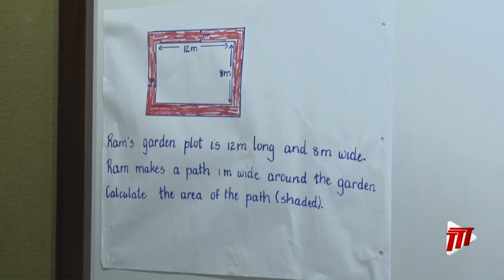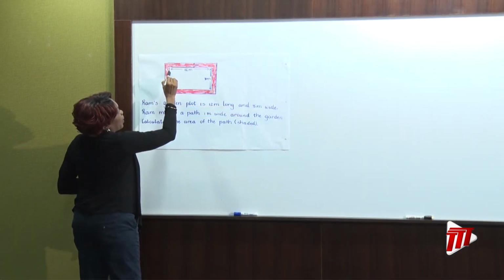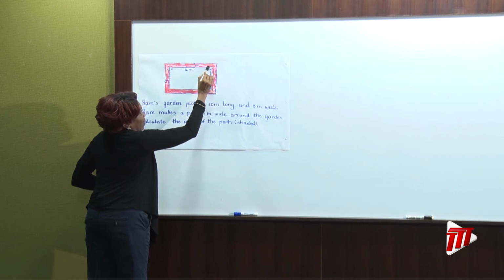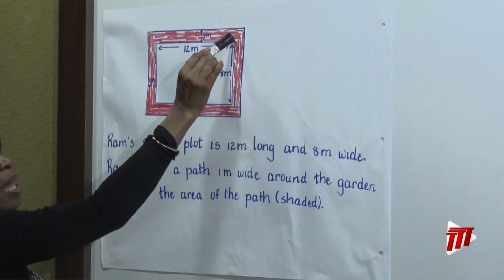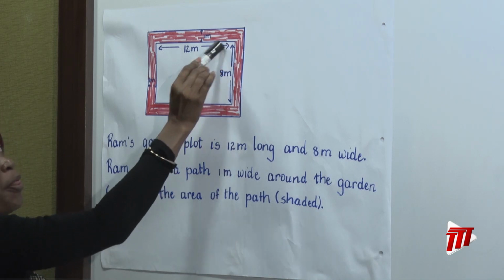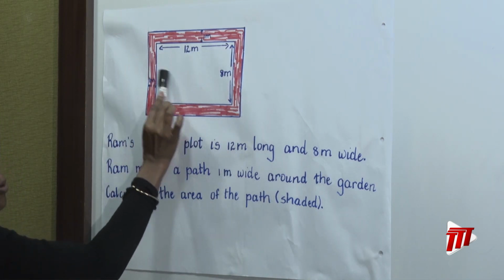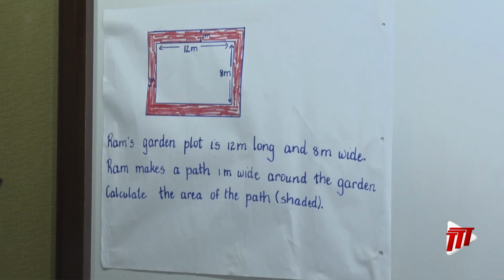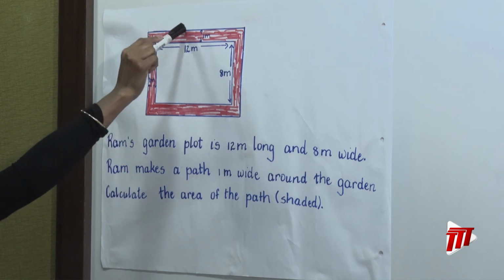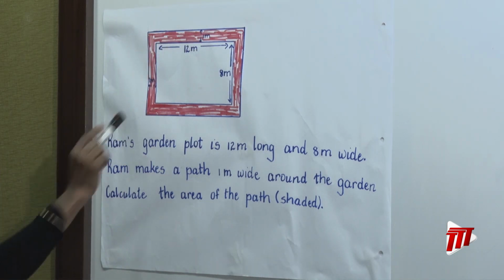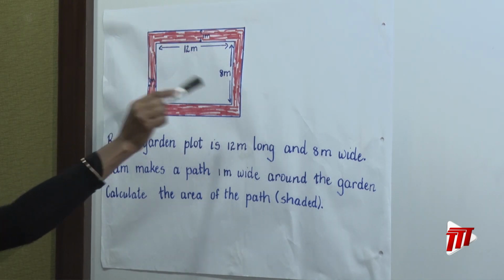But what information is given? It says Ram's garden plot is 12 meters long and 8 meters wide. Where is the plot? Are you seeing it? Look at the diagram. You will see that the plot is located on the inside. So 12 meters long by 8 meters wide. So this portion represents the plot. The question goes on to say he made a path 1 meter wide around the garden. So bear that in mind, 1 meter all the way around.